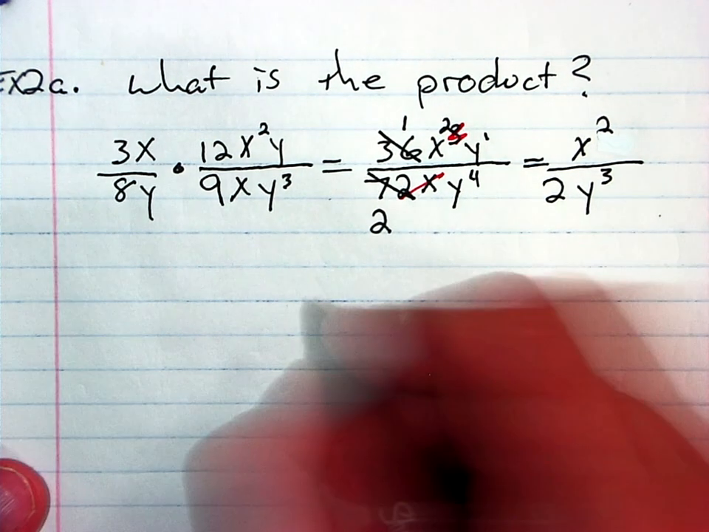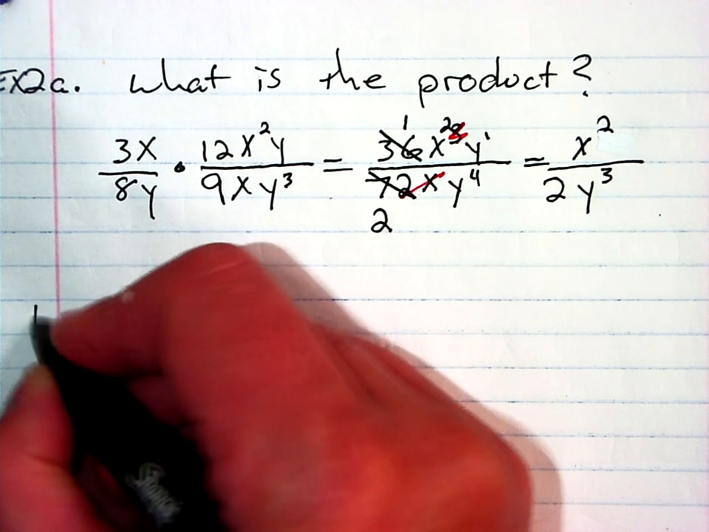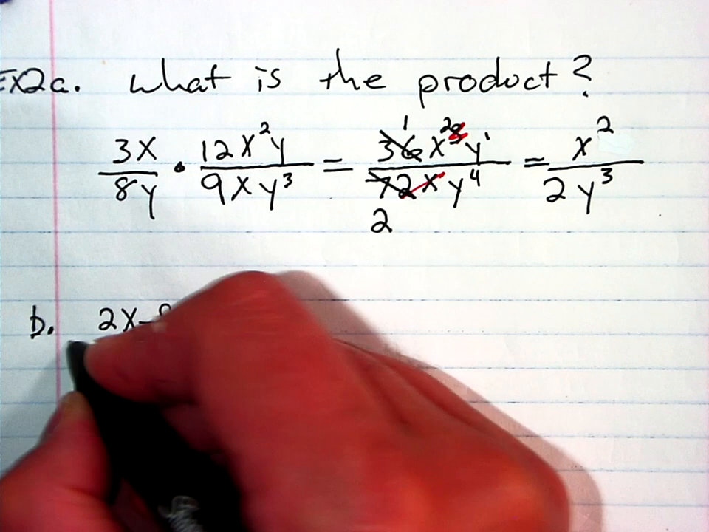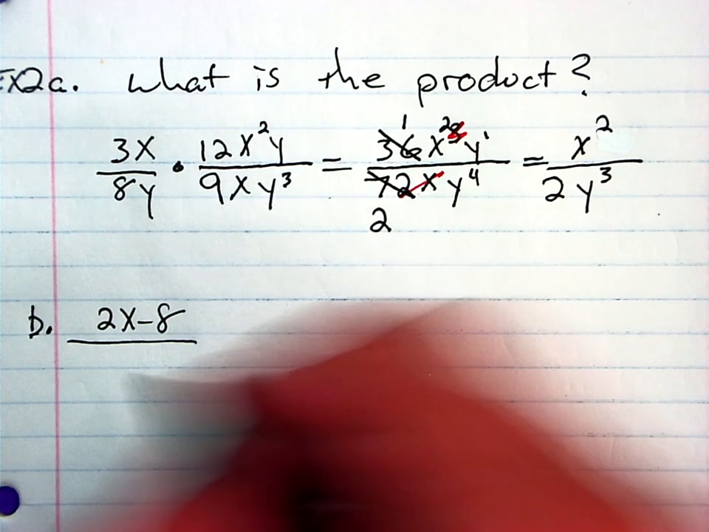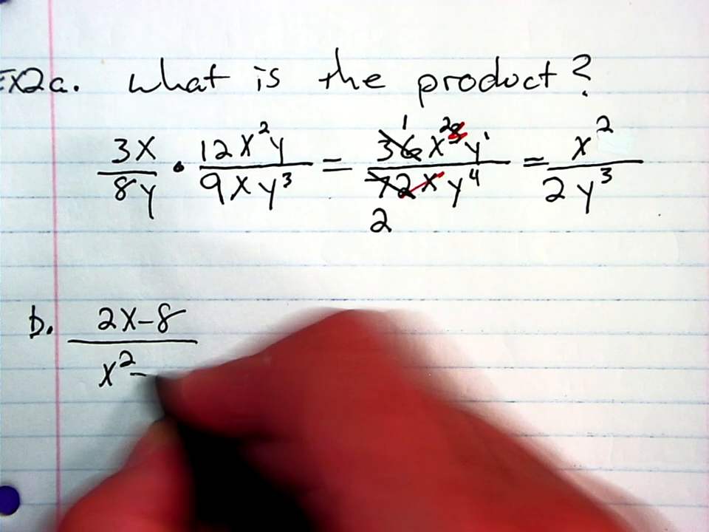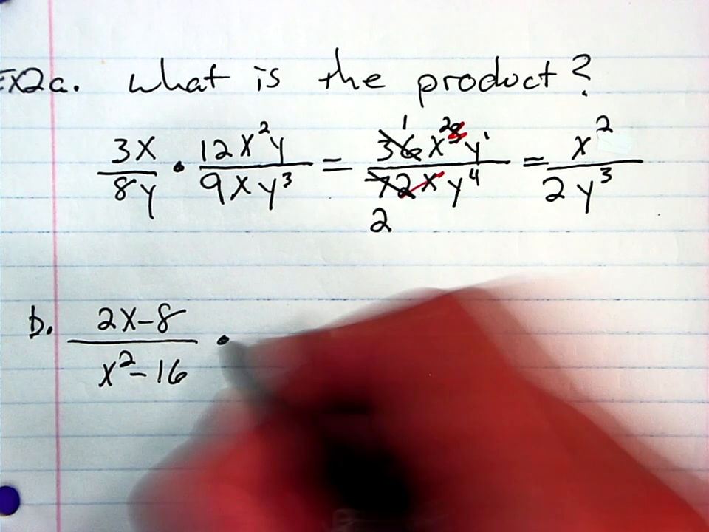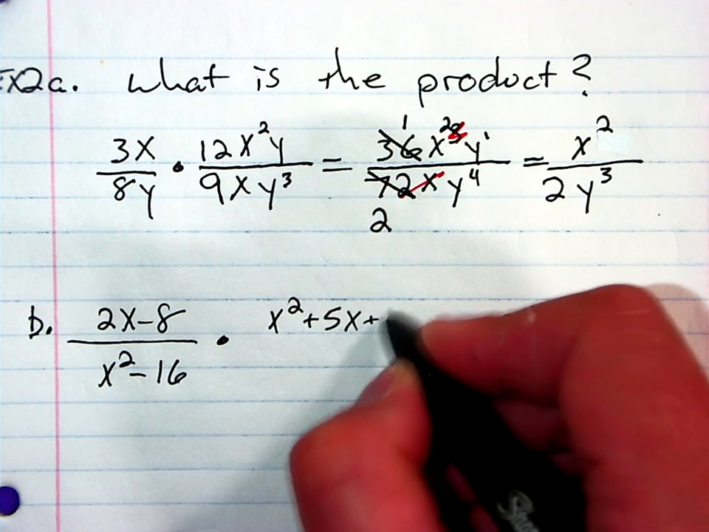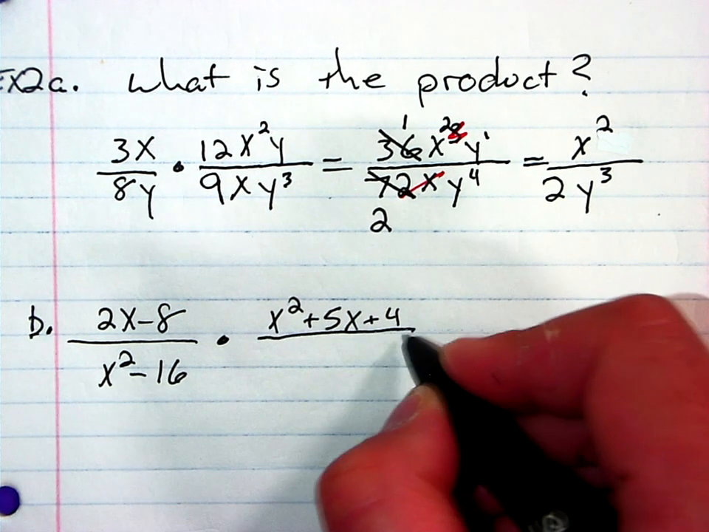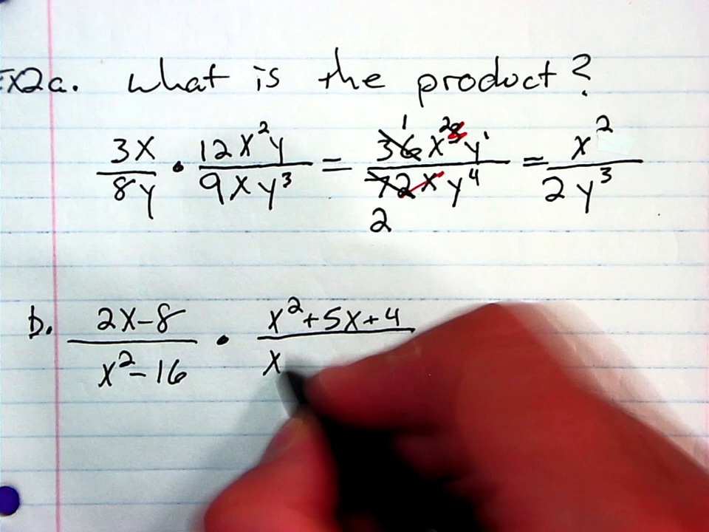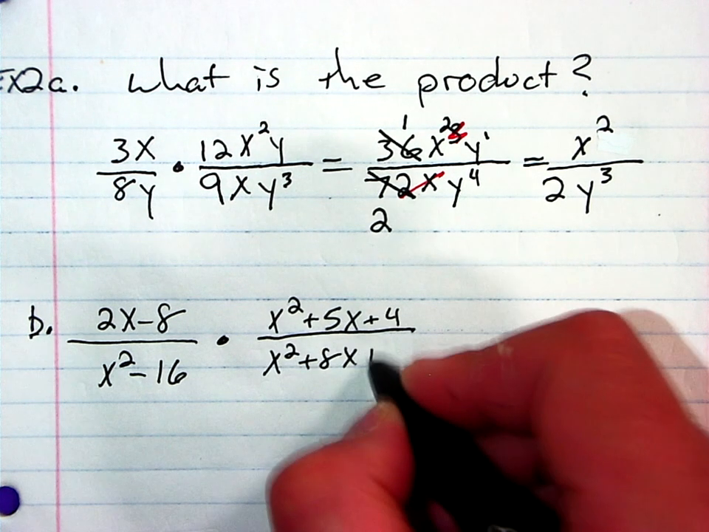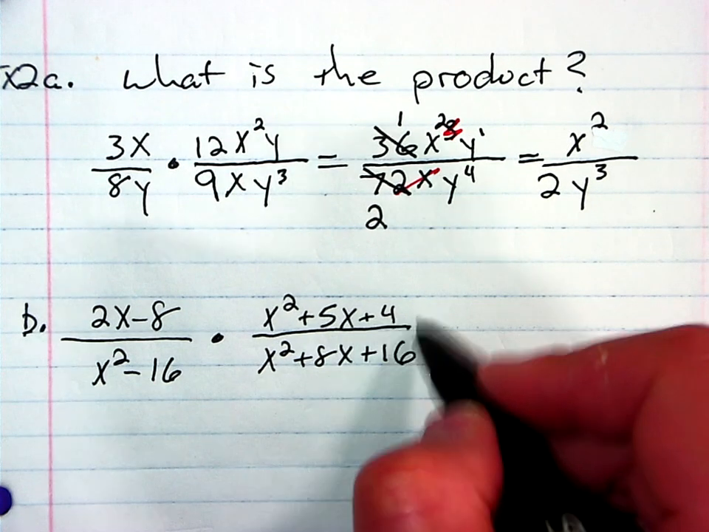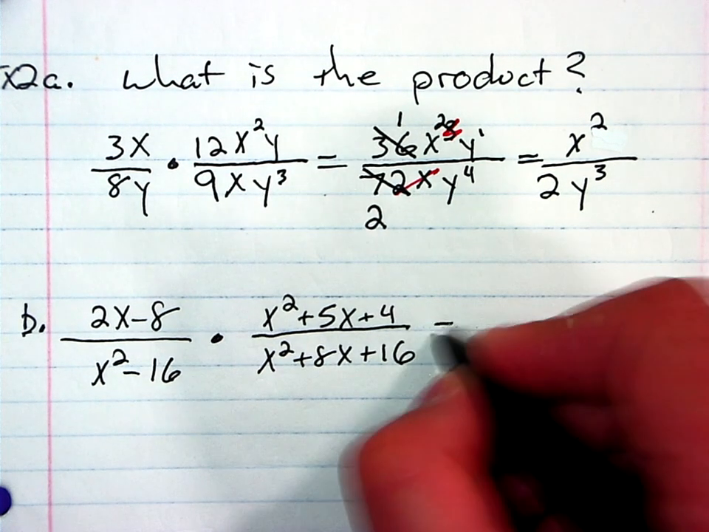all right, example 2b. 2x minus 8 over x squared minus 16 times x squared plus 5x plus 4 over x squared plus 8x plus 16. And I have my signs right. I double checked them so we don't have any more kerfuffles.